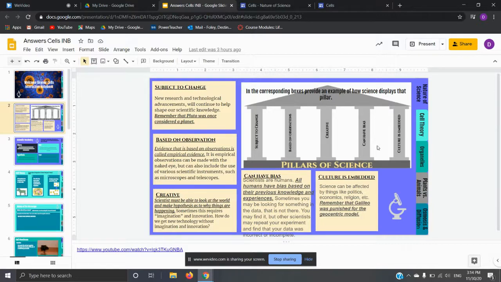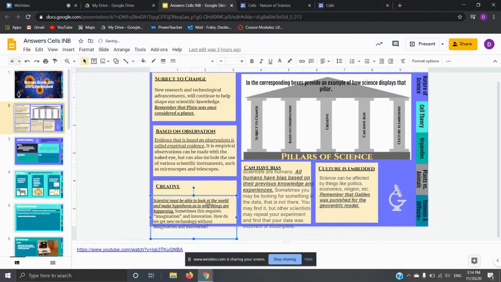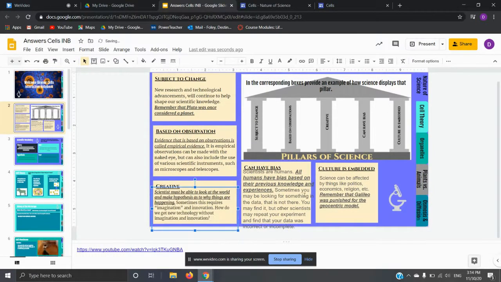Another pillar of science is that it can have bias. So scientists are humans, and all humans have biases or are biased based on their previous knowledge and experiences. Sometimes you may be looking for something in the data that's not really there.